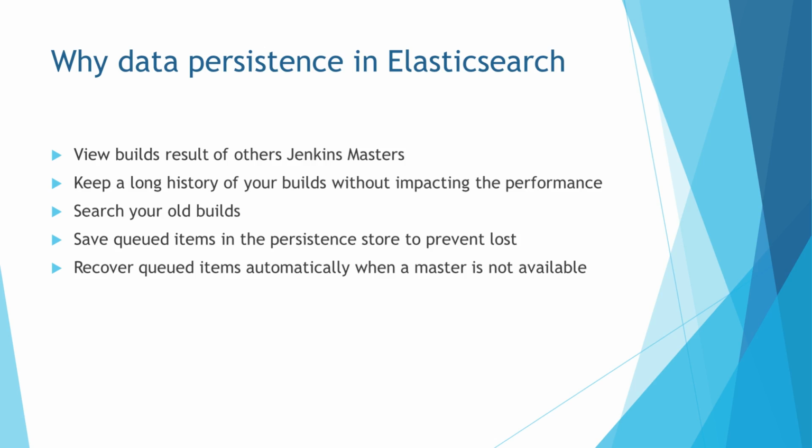Additionally, Elasticsearch knows how to index its data, and we can search for old builds by their parameters or the content of the log output. Finally, ElasticJenkins stores each item in Elasticsearch before it reaches an executor. Jenkins persists its queue in memory and can potentially save this queue in an XML file when a graceful shutdown is performed. However, those items will be lost if the instance crashes.